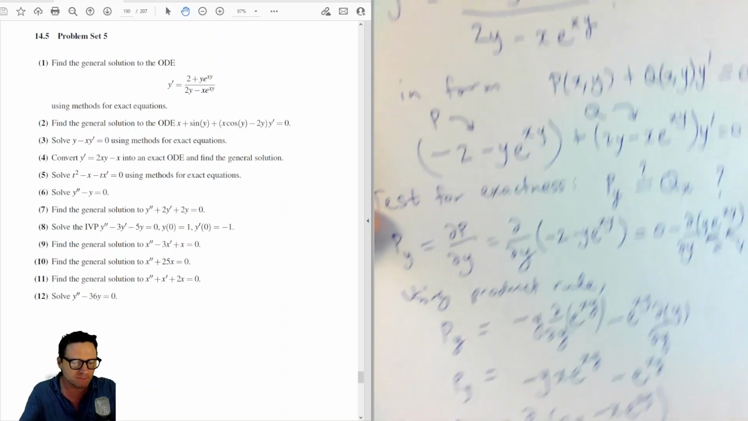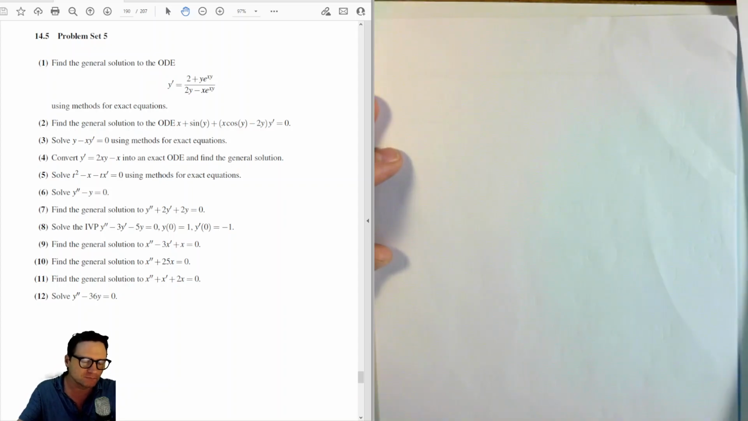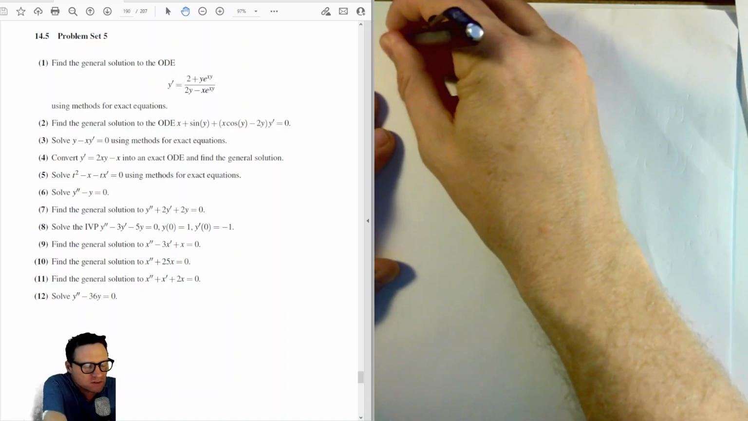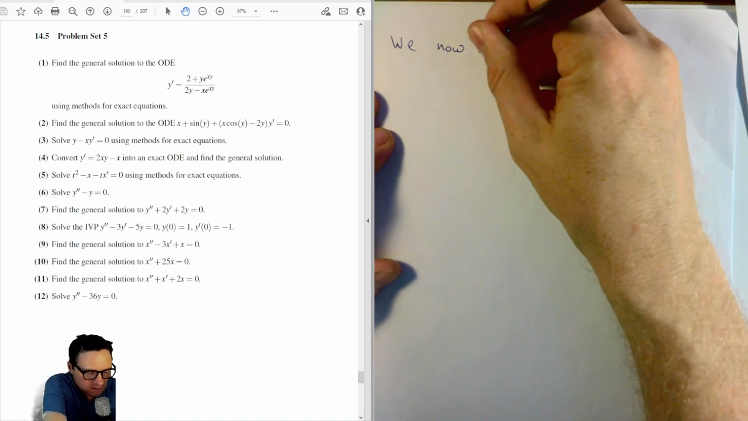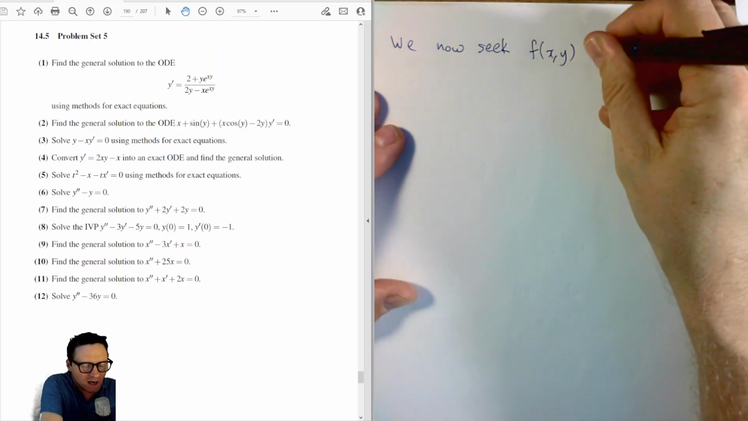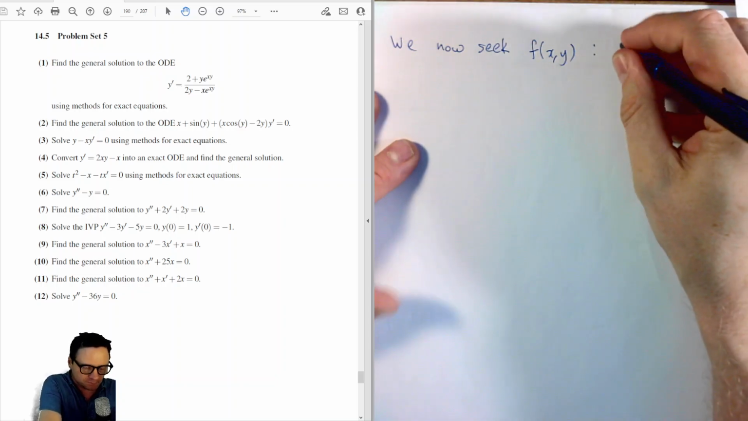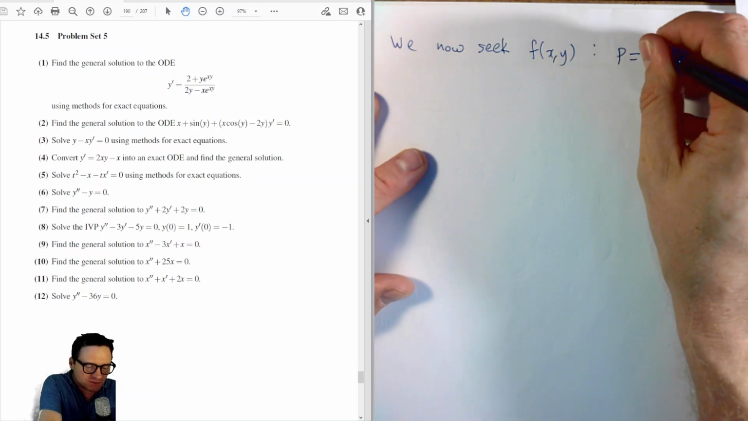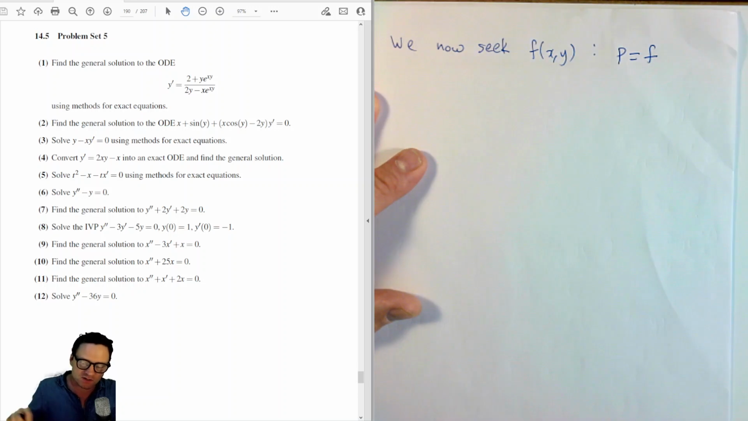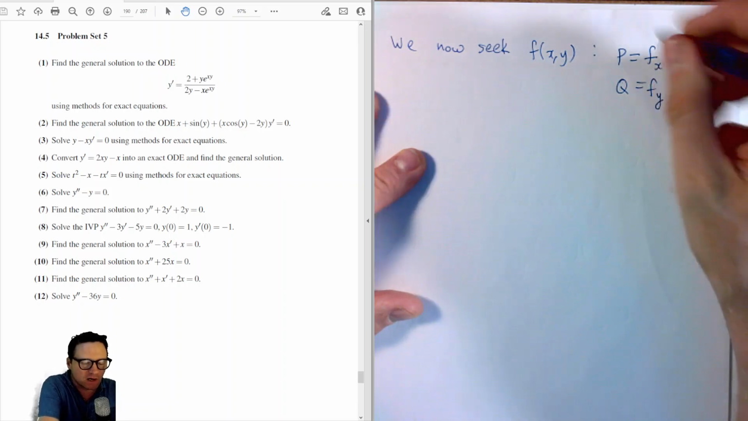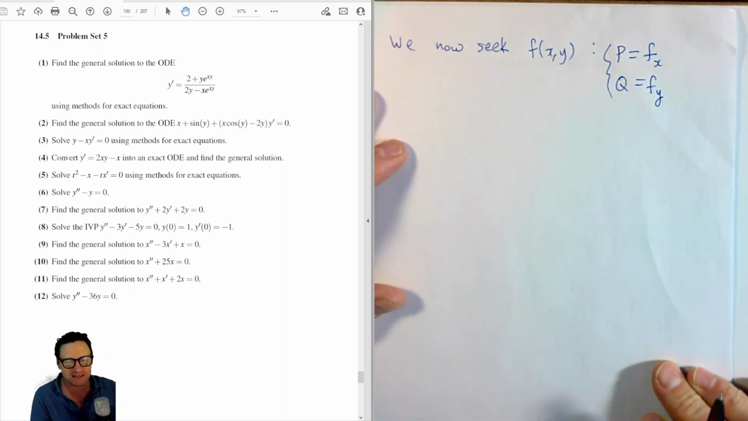All right, so let's get a new page here. All right, so this is question 1 continued. So we now seek a function f of both x and y such that p is equal to f subscript x and q is equal to f subscript y simultaneously.